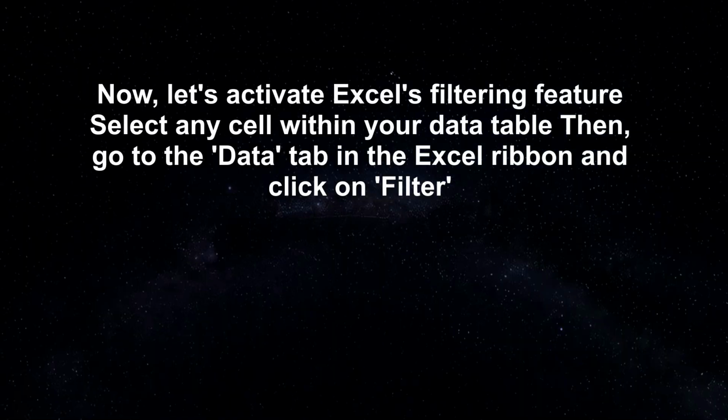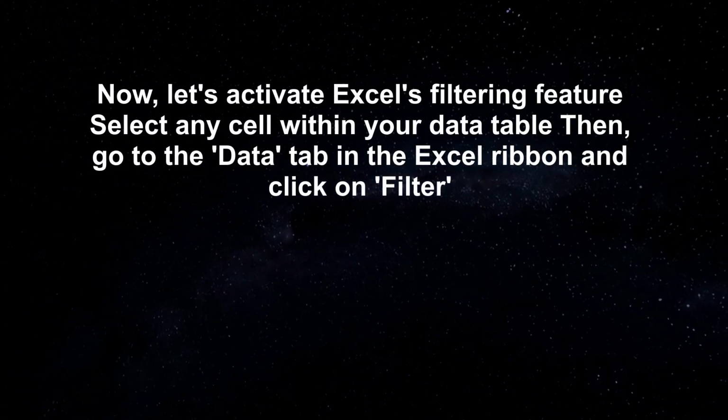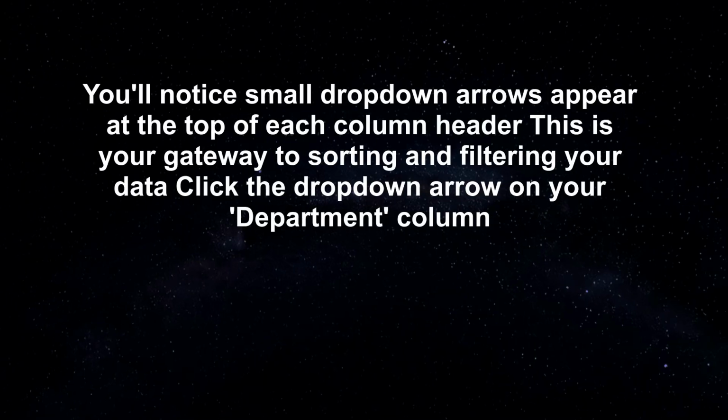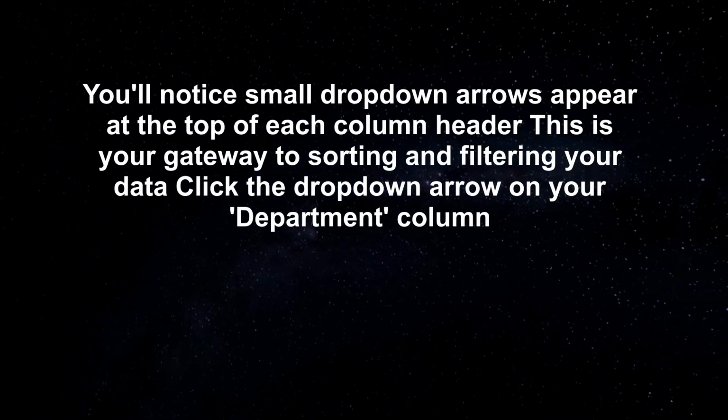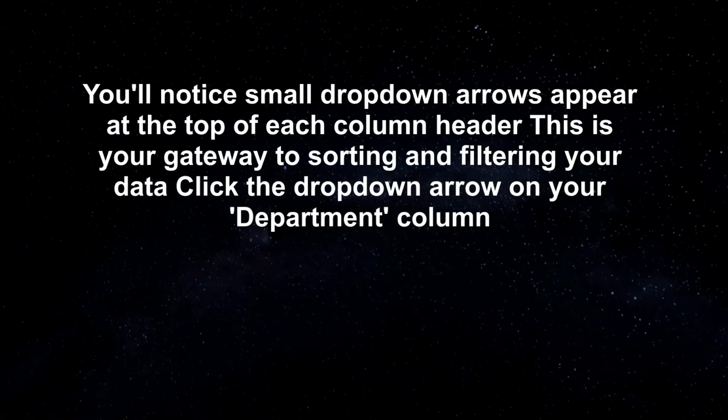Now, let's activate Excel's filtering feature. Select any cell within your data table. Then, go to the Data tab in the Excel ribbon and click on Filter. You'll notice small drop-down arrows appear at the top of each column header. This is your gateway to sorting and filtering your data.